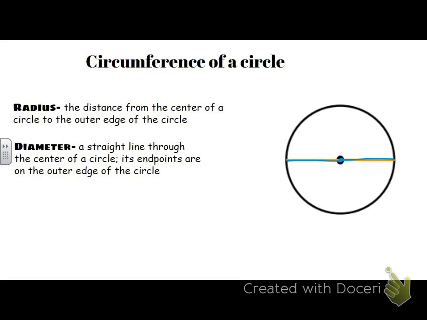So there is this relationship that for every two radiuses, that's equal to one diameter. So R is radius, D is diameter. And that'll be important when we talk about formulas for circumference of a circle, because you'll see one formula written using R for radius and another formula written with a D for diameter. So two radiuses make the diameter.